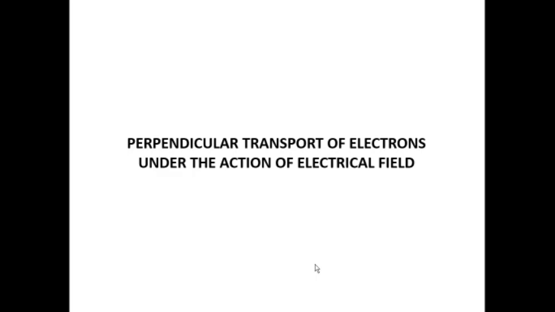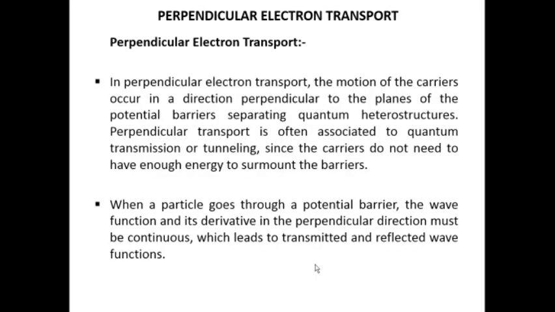Today, we are going to discuss the perpendicular transport of electrons in quantum nanostructures under the influence of an electric field. What is perpendicular transport of electrons? What are the effects of an electric field upon the perpendicular transport of electrons? In perpendicular transport, the motion of carriers occurs in a direction perpendicular to the plane of the potential barrier separating the quantum structures.